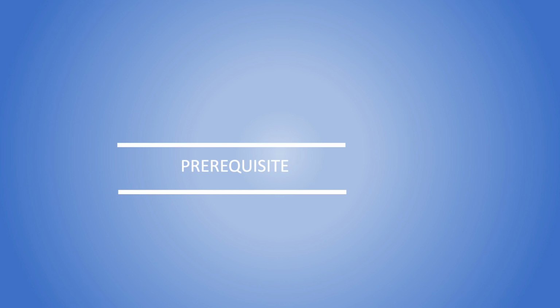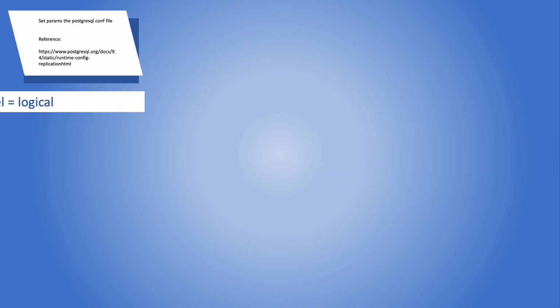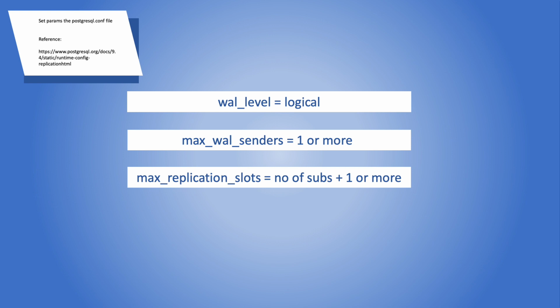Here are some of the prerequisites that we will have to keep in mind. Some of them are from the database side and the rest are from the CDC engine side. To support logical replication, WAL level must be set to logical. The number of WAL senders must be one or more. WAL senders are the threads that read the WAL logs. For a heavier load, consider having more than one WAL sender.